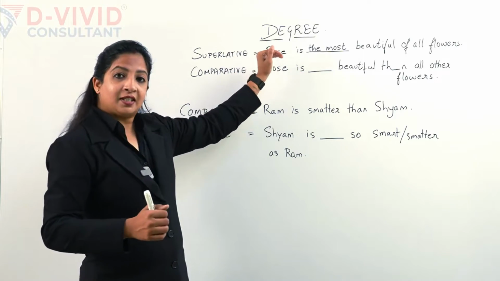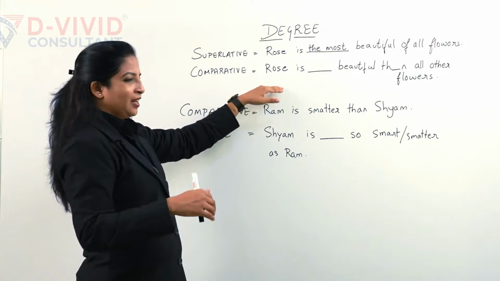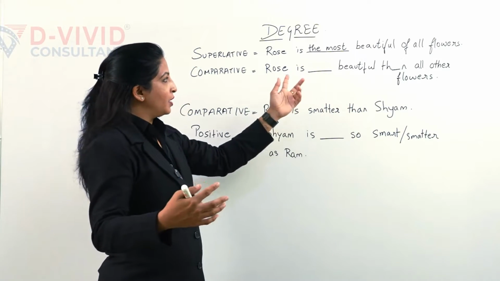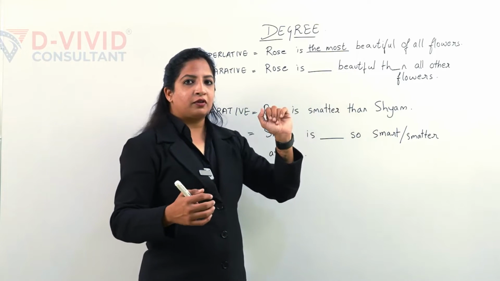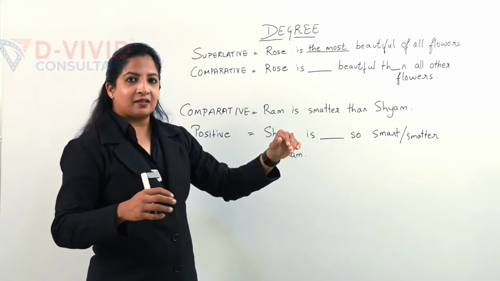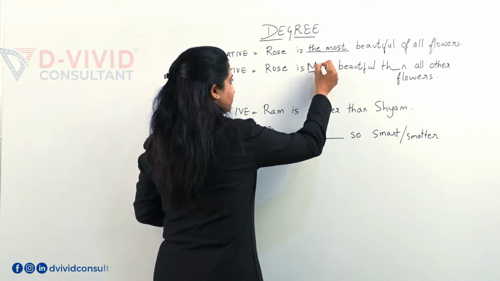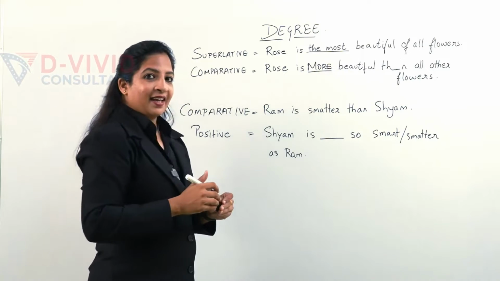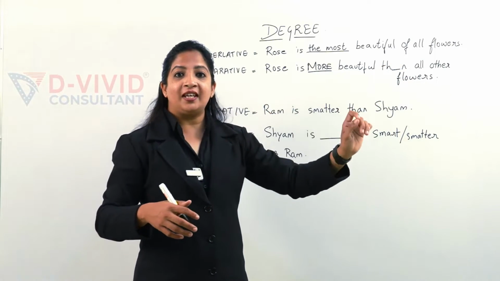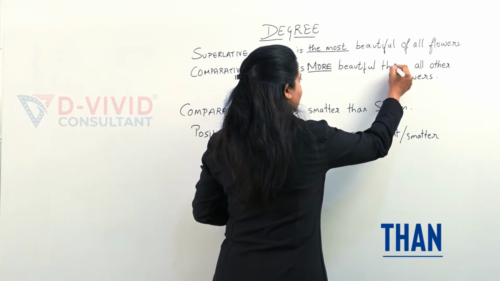Now if I want to convert this degree into a comparative degree, how am I going to do it? Can you give me a hint what kind of word will come here as a comparison? If I say, "Rose is dash beautiful," what is the word that I can take to show the comparison? If I have used "most," yes, "more." So I say that "Rose is more beautiful." Now what would come here, THEN or THAN? Yes, THAN.